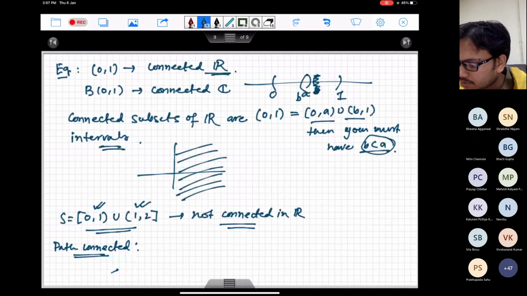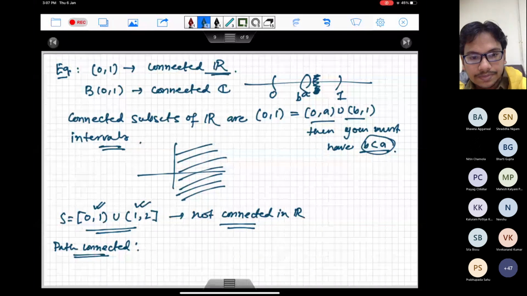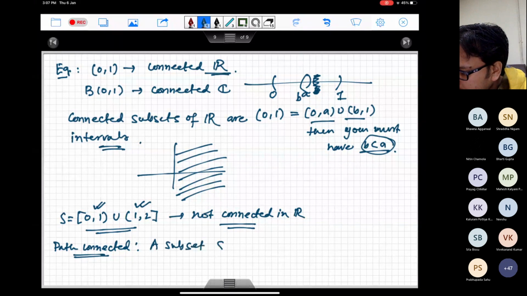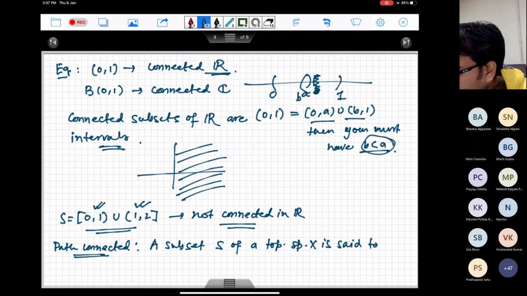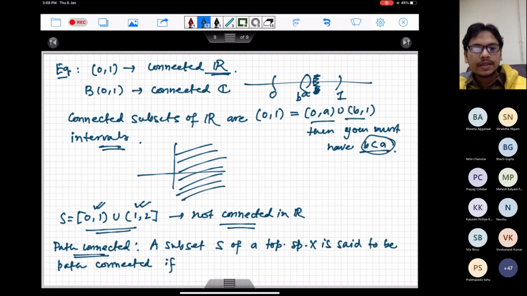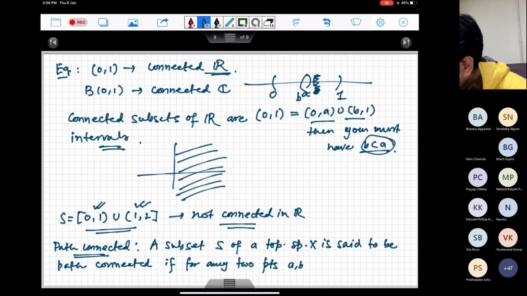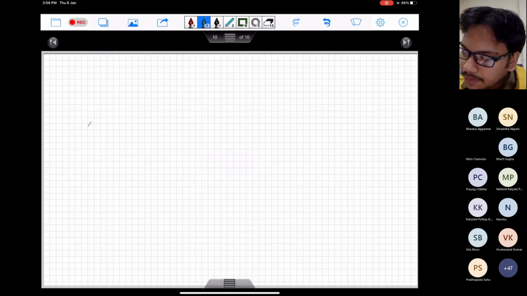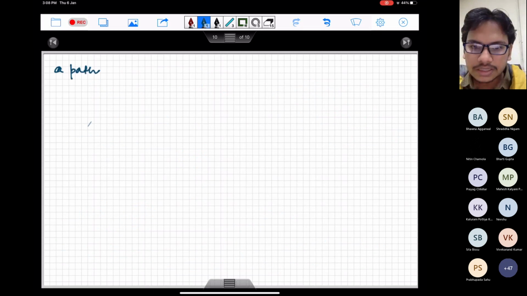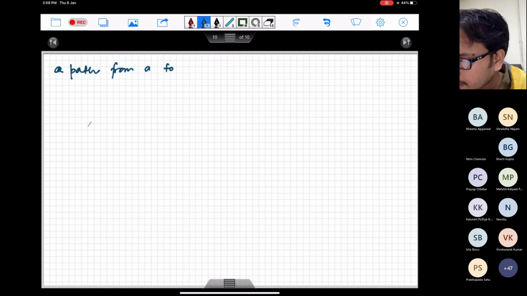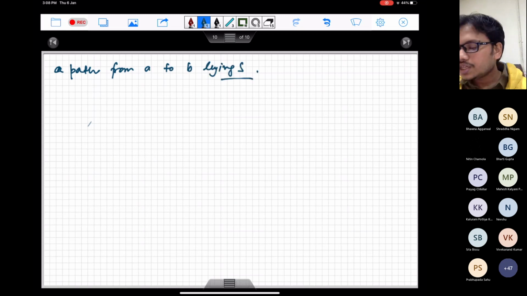So in case of path connectedness, what we say is the following. We say that a subset S of a topological space X is said to be path connected if for any 2 points A, B in S, there exists a path from A to B lying in S. Okay, so in that case I will say that my set is path connected.